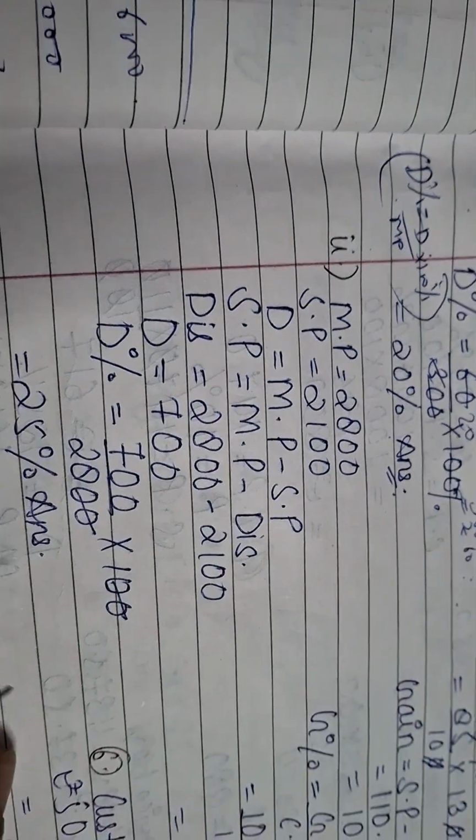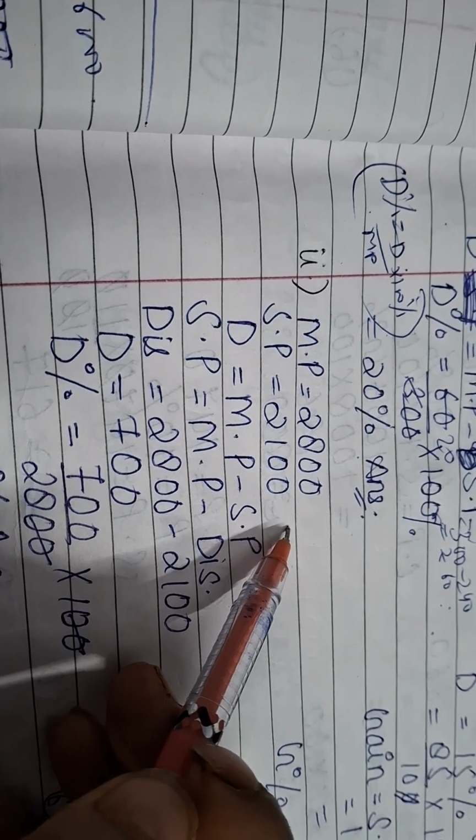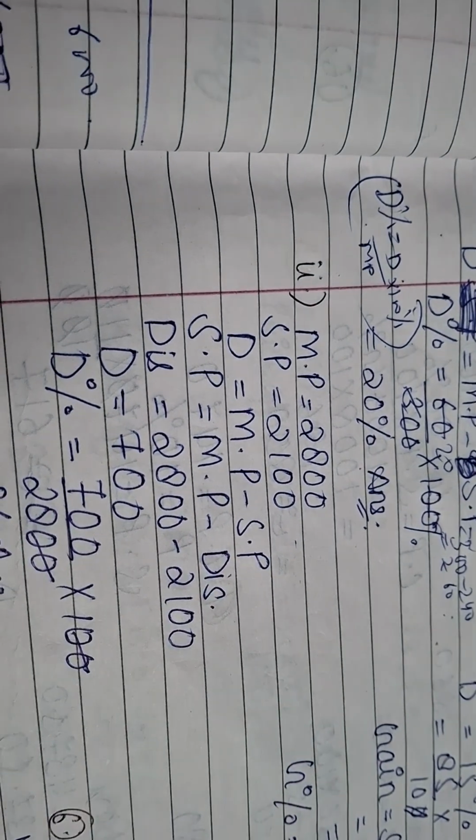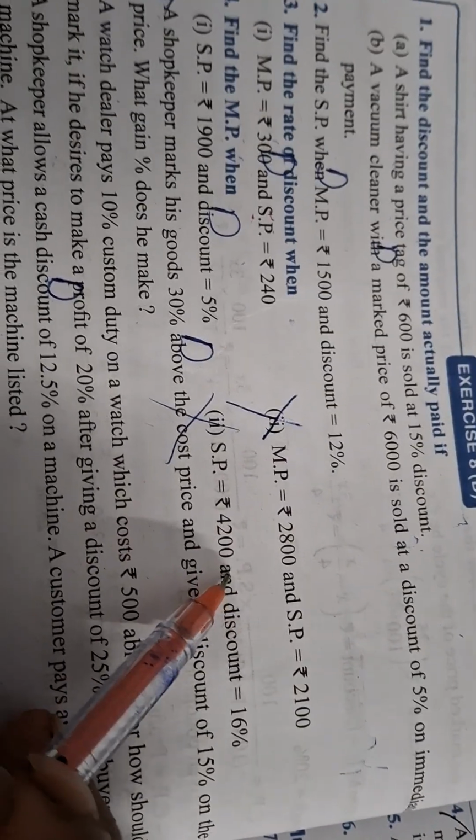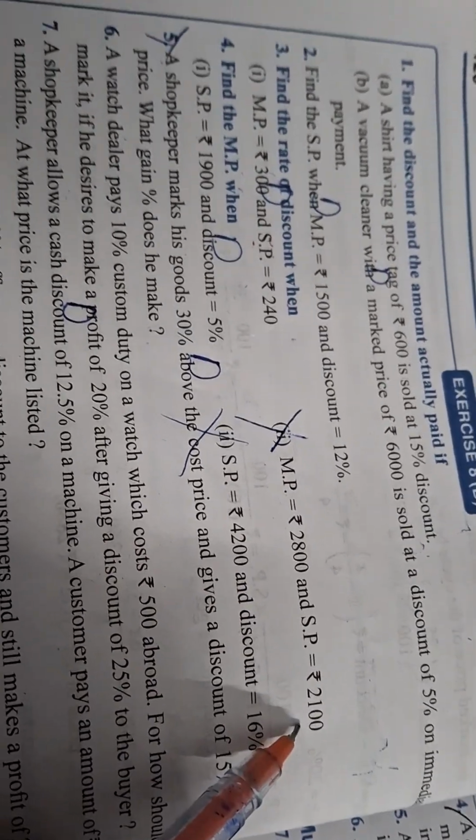In the same manner, the second part: mark price is this, selling price is this. Discount is mark price minus selling price. See the question also. In this question, mark price is given, selling price is given again.